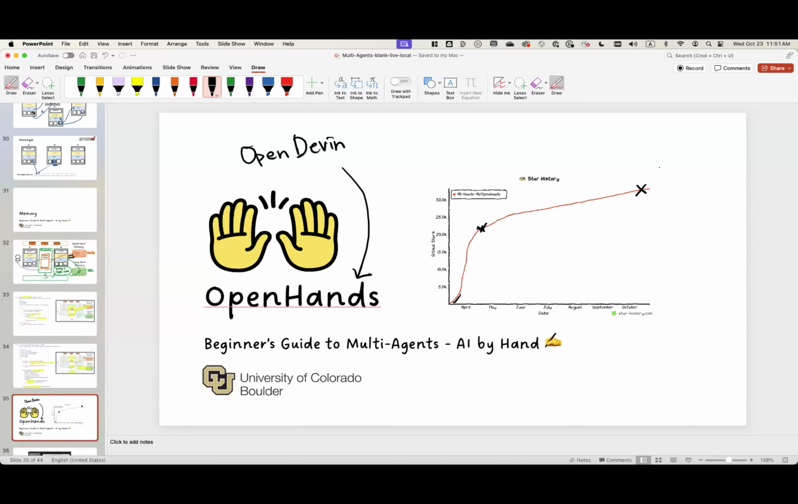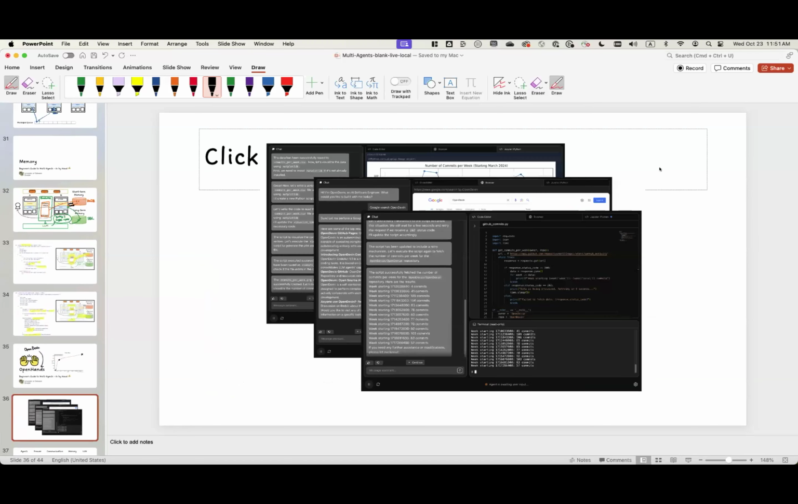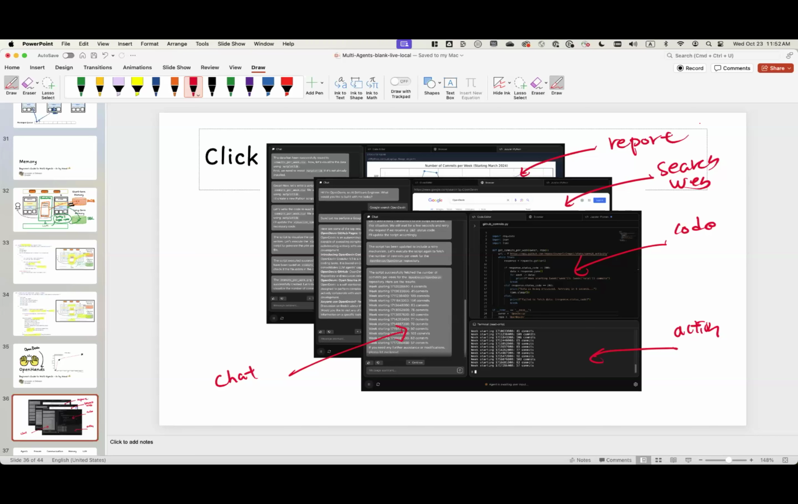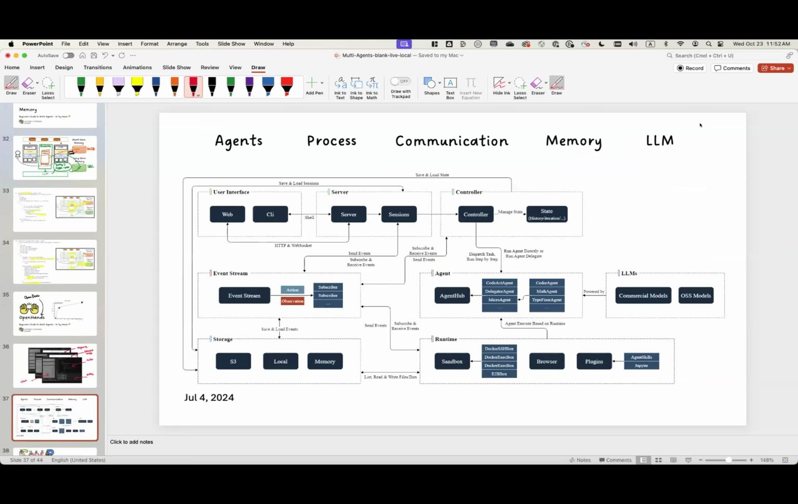This is a legitimate system that lots of people use, and it tries to act as a group of software engineers that handle different things. There's a user interface with a chat on the side, and you can see all the actions it is trying to do, and some view of the code that's being edited. It can also search the web and produce some kind of report. So it's trying to model the entire software engineering process with a multi-agent system.